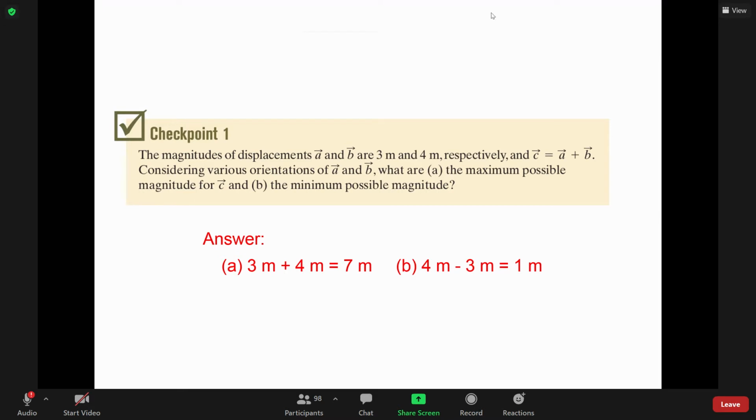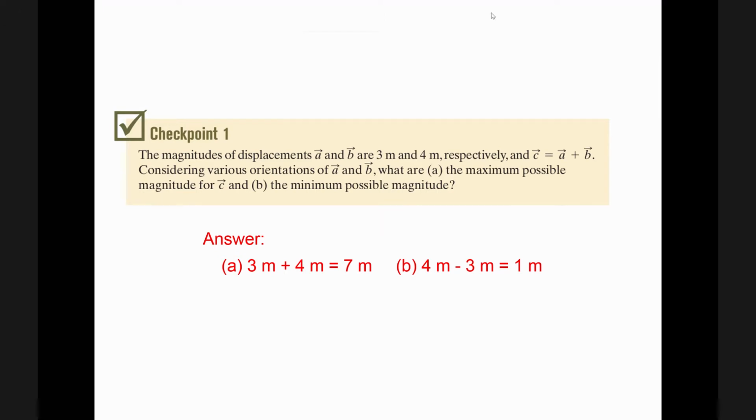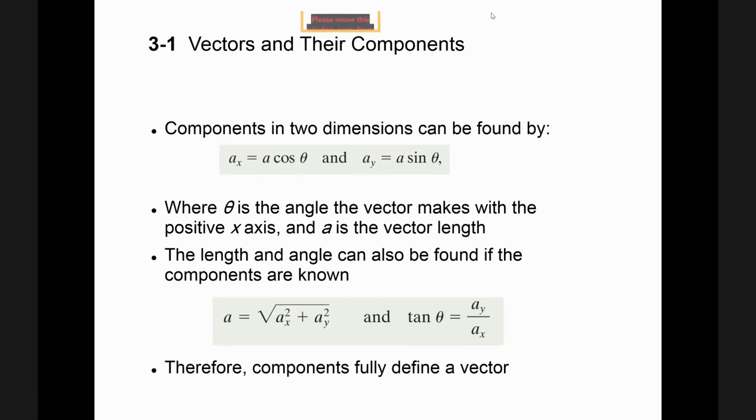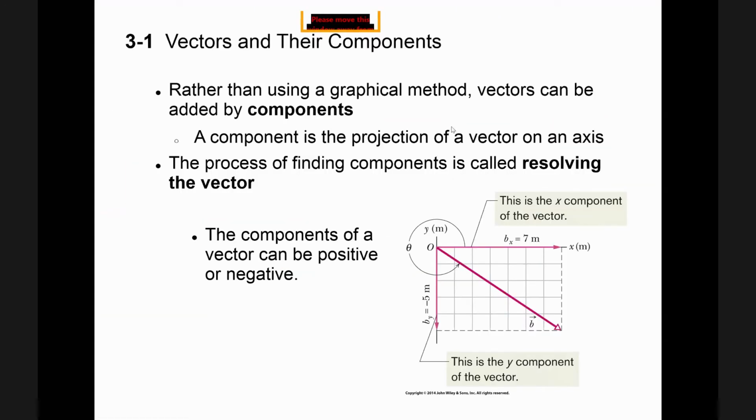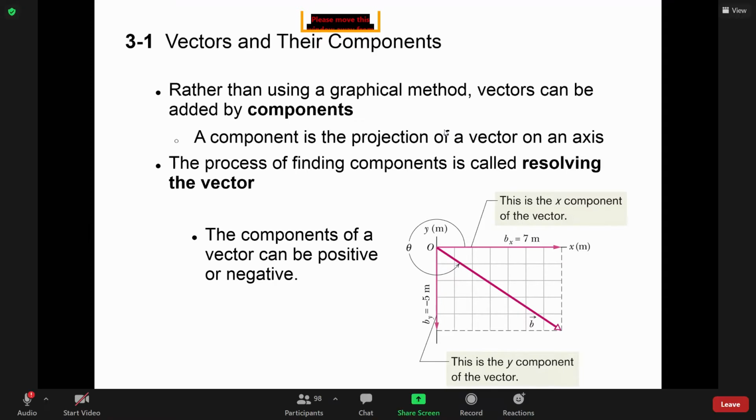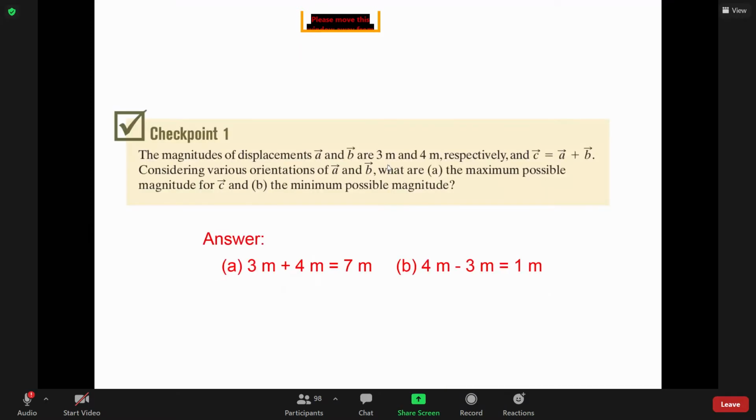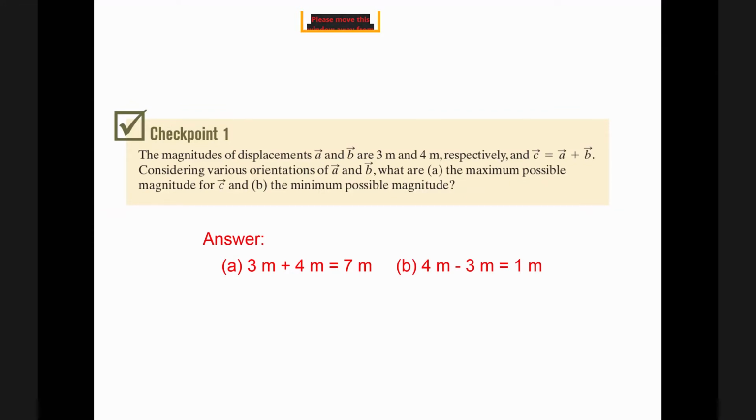Let me see the chat panel. I hope you guys agree with me. Yeah. To add them in the same direction, you get the maximum value of the vector C. So the answer should be 7. The maximum possible magnitude of C is 7. And when this happens, when I align A and B in the same direction, either this way or this way, it doesn't matter.